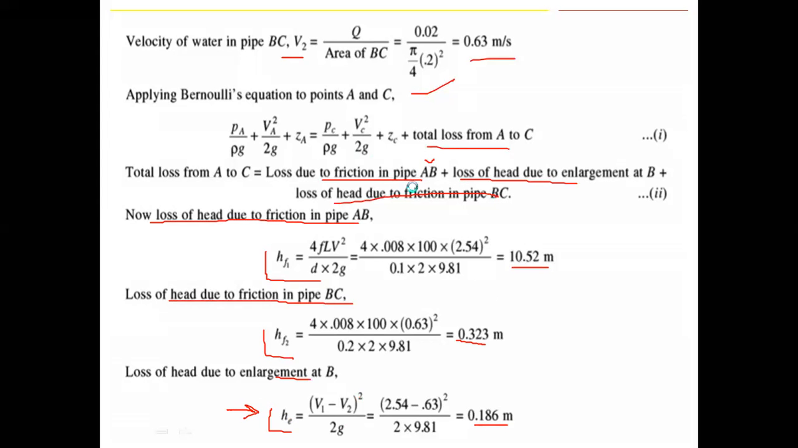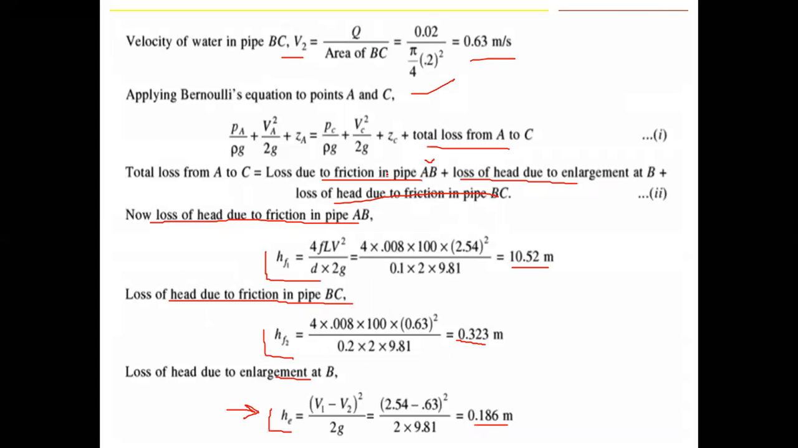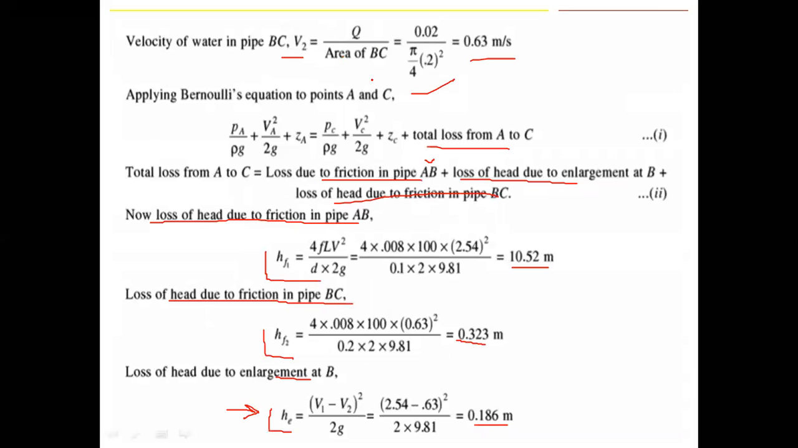Then the total loss from A to C is HF1 plus HE plus HF2. We add them up, so after getting the values you add them. Finally we get the value of 11.03 meters. Now substituting the value in equation 1, the total loss from A to C, which we found earlier. We did all this to find the loss from A to C. These values we already know.